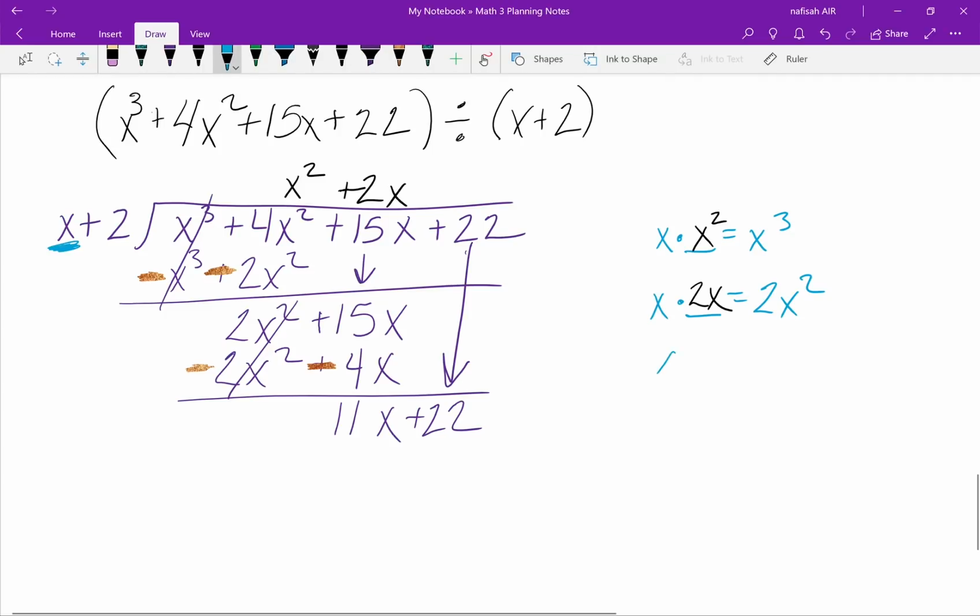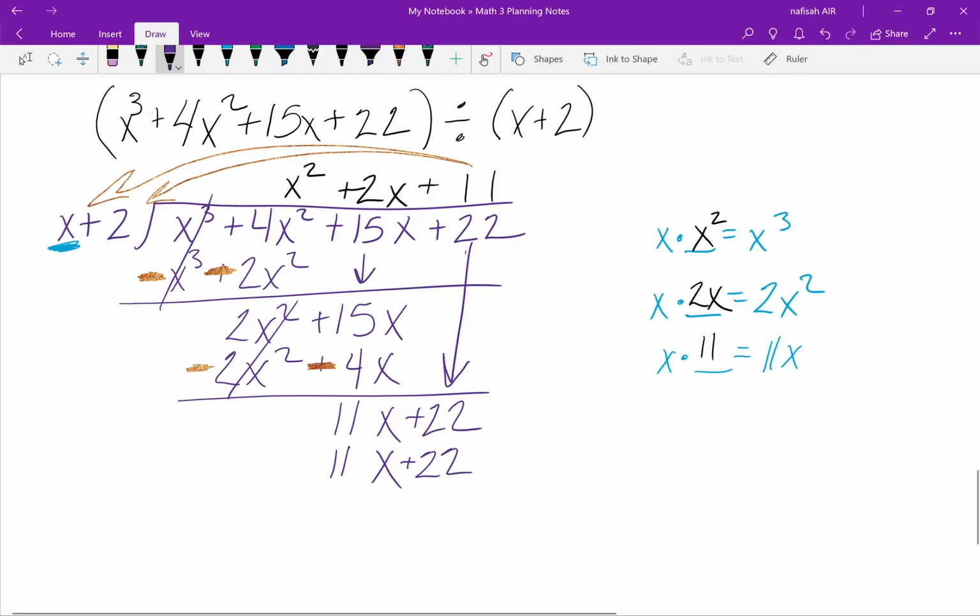X times what equals 11x? The answer is 11. Since 11 is a constant, I'm going to put it over my constant. I'm going to take this 11, multiply it by x, multiply it by 2. So 11 times x is 11x. 11 times 2 is a positive 22.